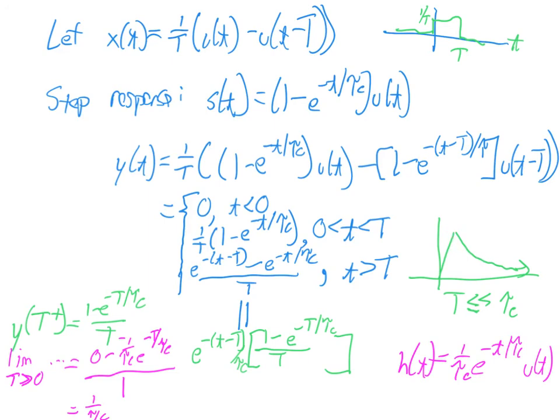What I encourage you to do now is take a look at the MATLAB script. There's comments in there explaining this a bit further, and then you can run and generate these graphs for various values of the time constant tau c and various pulse widths capital T.